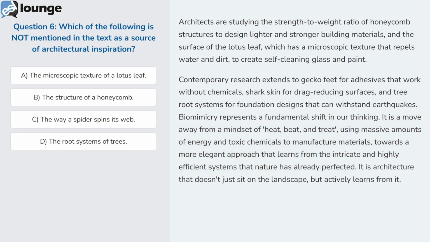Question 6. Which of the following is not mentioned in the text as a source of architectural inspiration? A. The microscopic texture of a lotus leaf. B. The structure of a honeycomb. C. The way a spider spins its web. D. The root systems of trees.